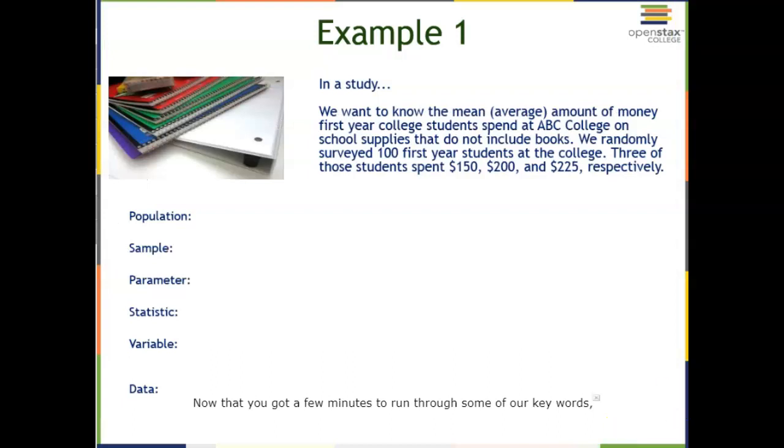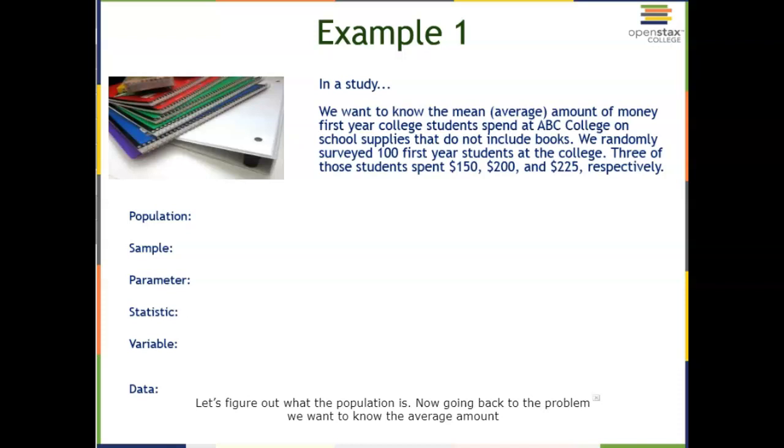Now that you've had a few minutes to run through some of our key words, let's see if you can decipher those key words in a particular example. We want to know the mean amount of money first-year college students spend at ABC College on school supplies that do not include books. We randomly surveyed 100 first-year students at the college. 3 of those students spent $150, $200, and $225 respectively. Let's figure out what the population is.